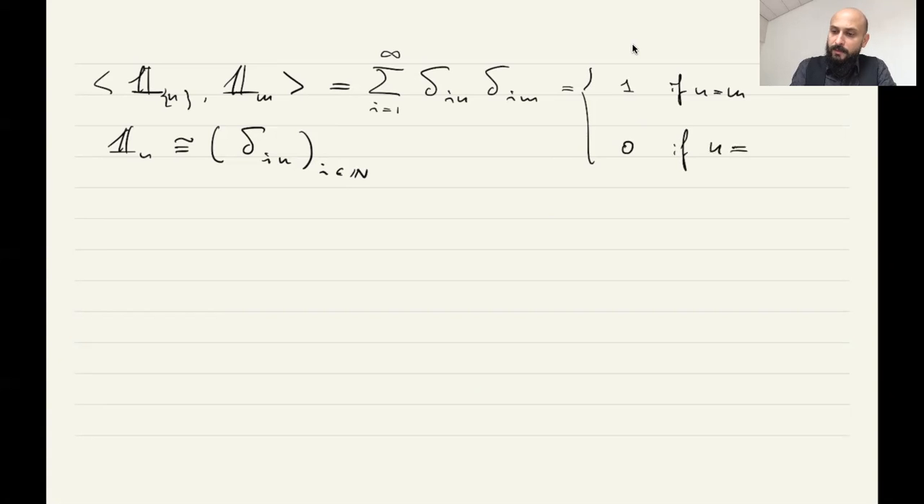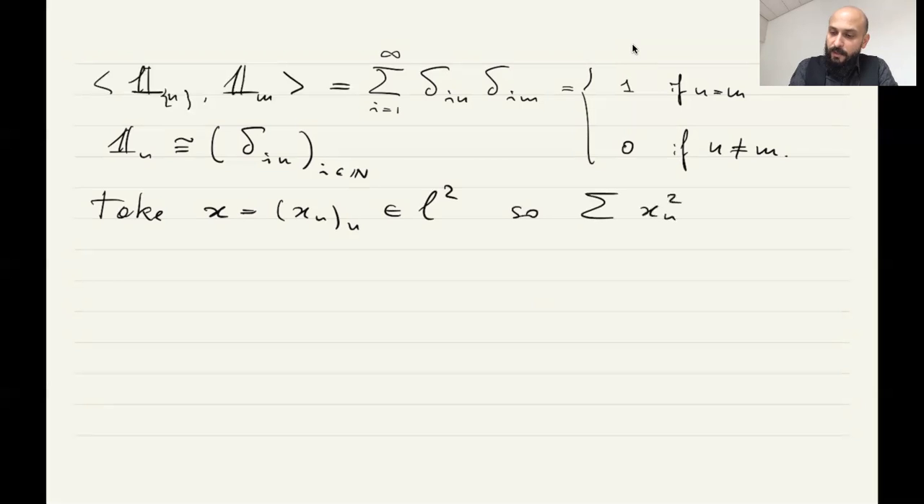If n is different than m, okay, so they are orthonormal. Now let's check that it's dense. So now take x, an element in little l2. So the sum of x_n squared is going to be finite.